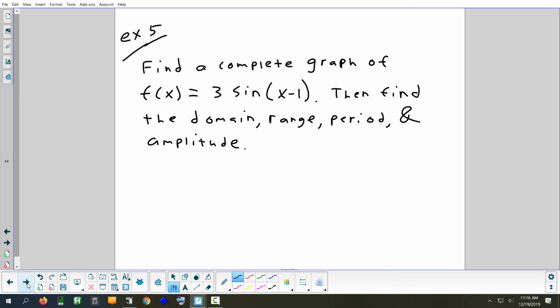All right, so go on to this one. Find a complete graph again, and then the domain, range, period, and amplitude. Let's start with domain. You shouldn't really ever have to think about domain too much. What's the domain?